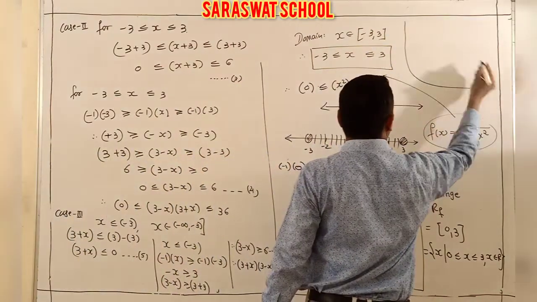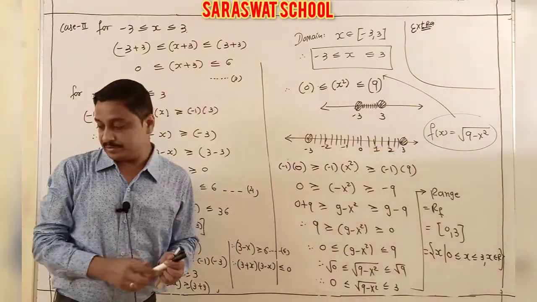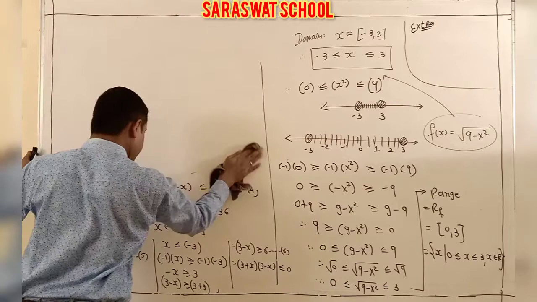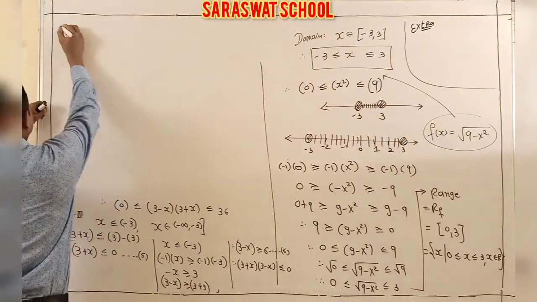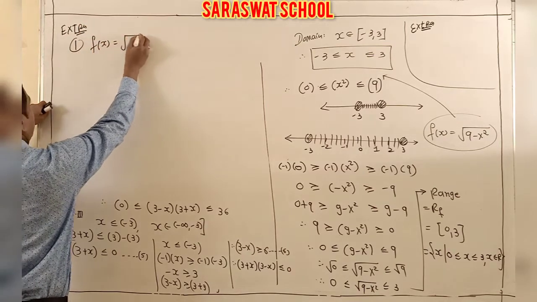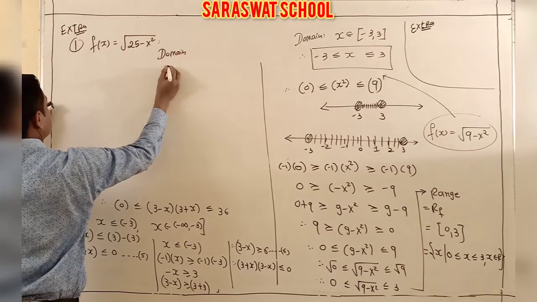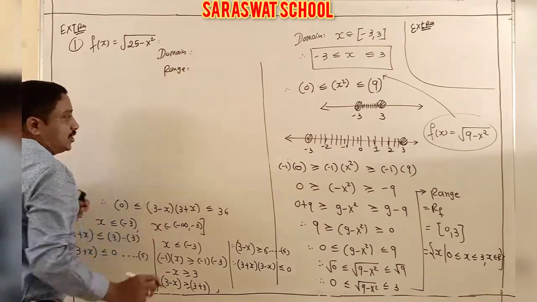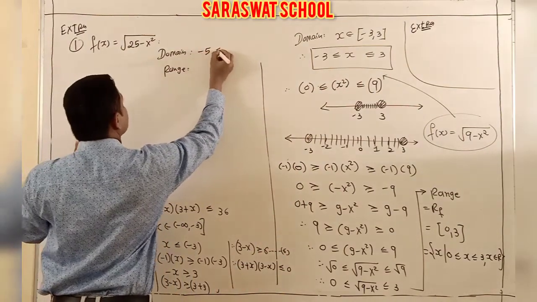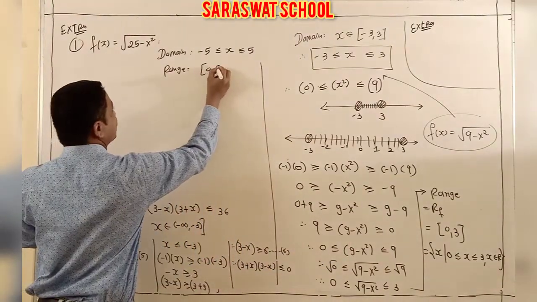Here I give you extra numerical for more practice. Students, I have written it here because there is very little space. You try it yourself. Fx I have converted to square root of 25 minus x square. Can you judge what is the domain and what is the range? Yes, for the question of 9 minus x square the domain is minus 3 to 3. So here definitely minus 5 to 5. And range close bracket 0 to 3, here close bracket 0 to 5.